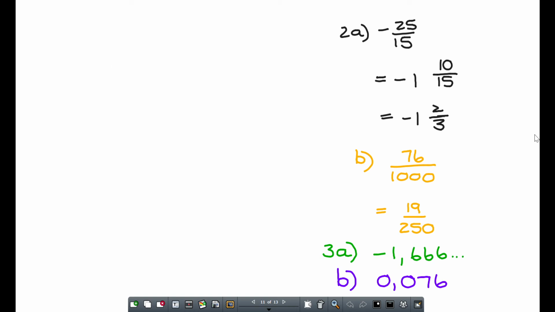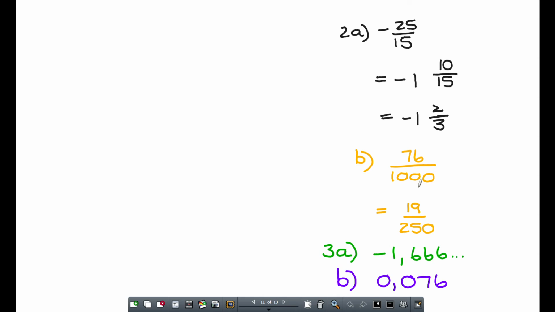Okay, right, so have a look. 2A. Right, so 2A, quickly mark.